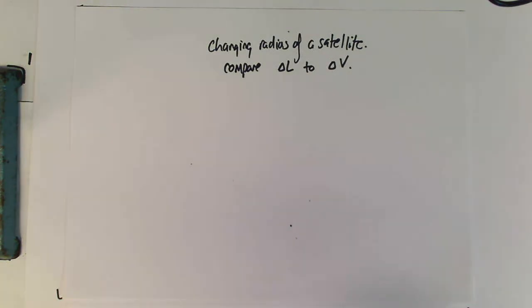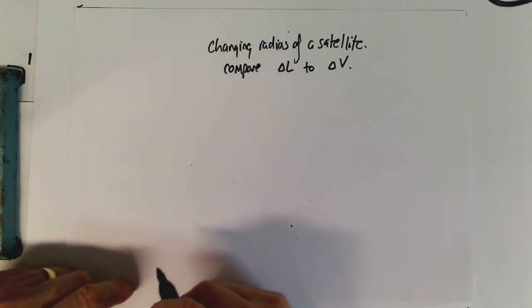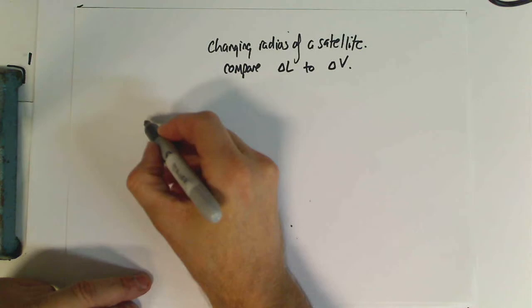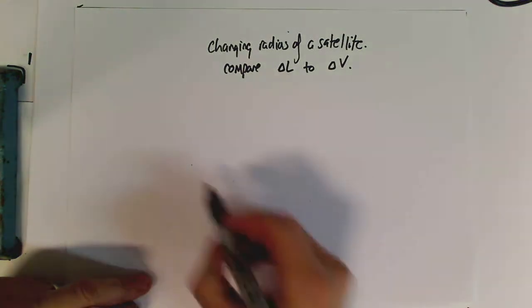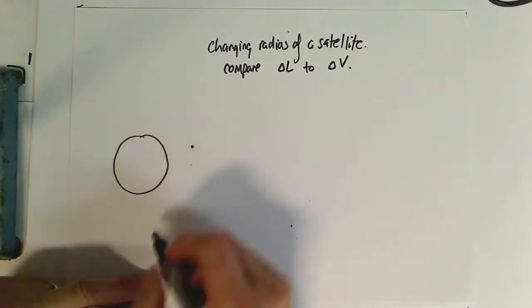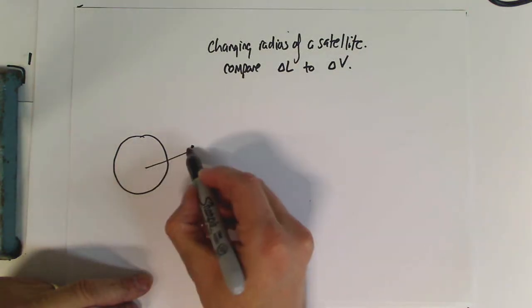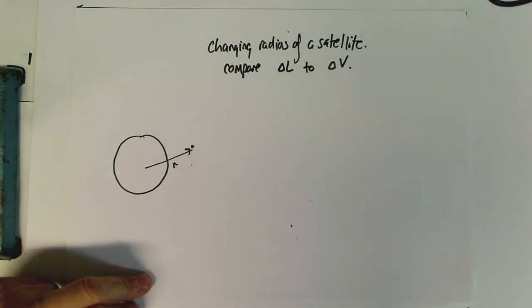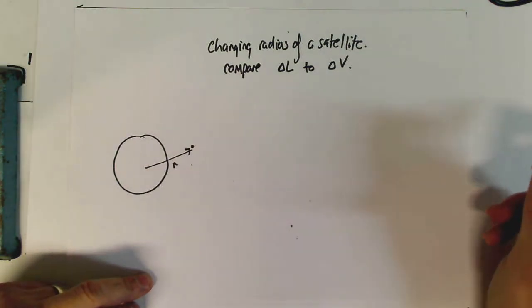In this video, what I want to do is change the radius on a satellite and just see how that affects the angular momentum and compare it to the velocity change. That's if we change r. So we've got our normal Earth, we've got a little satellite here, it's at a distance r, and we change that. Maybe we decrease it by 10% or something like that, or halve it.